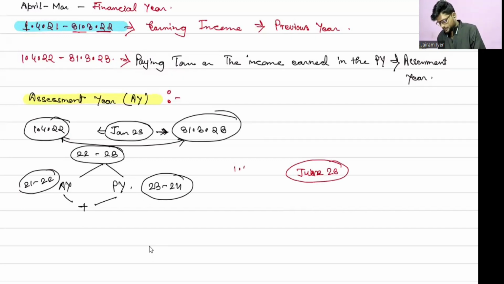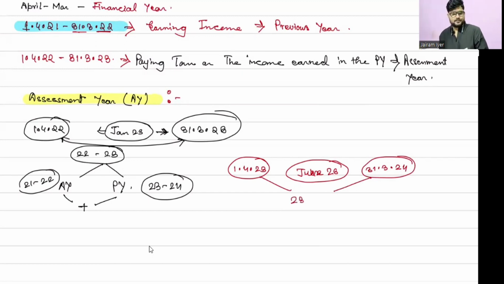1st of April 2023, and the end of it will be 31st March 2024, correct? So can I say it is 23-24? Yes. So what do you think? Are you studying for the assessment year or for the previous year? Previous year. You are studying for the previous year. So what will be its previous year?